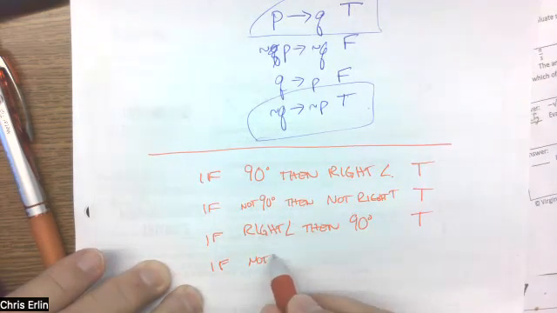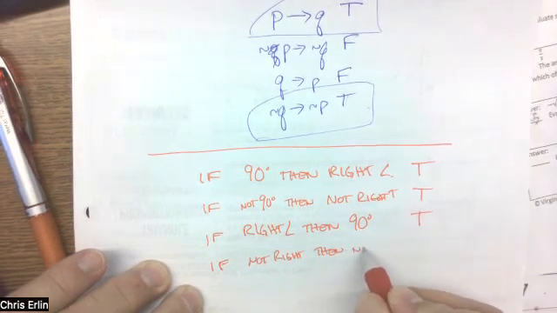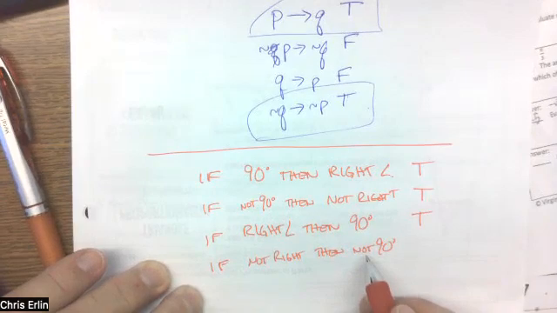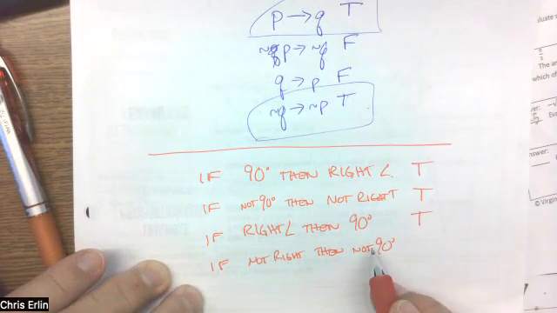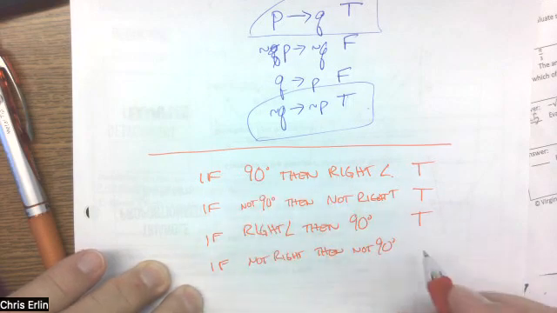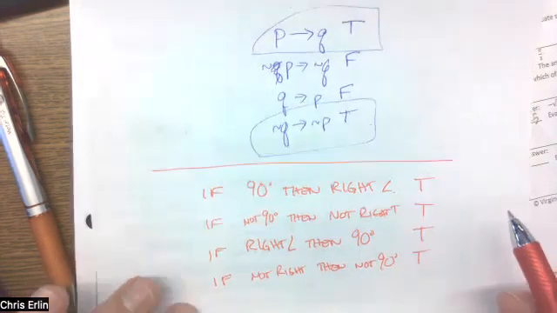Last one, flip it and negate it. If not right angle, then not 90 degrees. If it's not a right angle, then it's not 90 degrees. True. Because if it had been a right angle, it would have been 90 degrees, it would have been a right angle. So how's our pattern holding up?